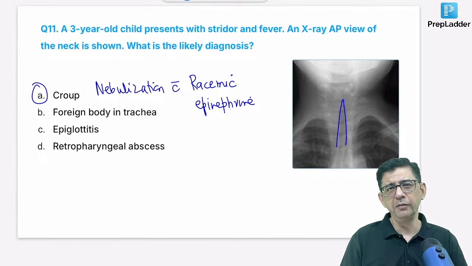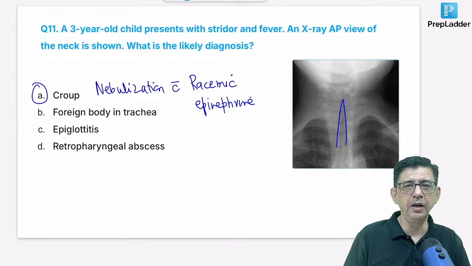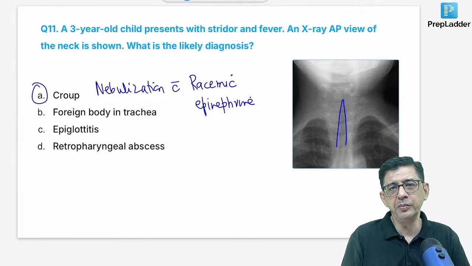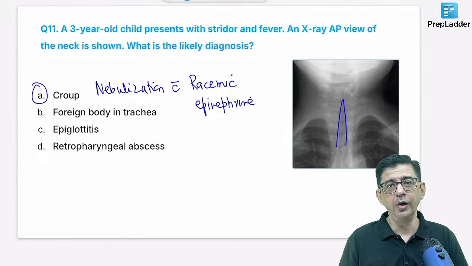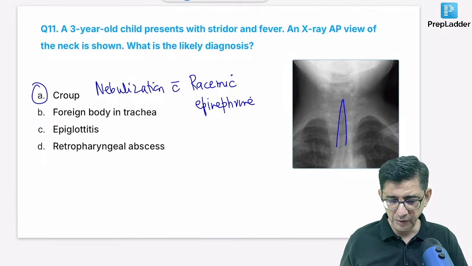The technical word, instead of saying adrenaline, we'll just refrain from saying that and we'll say the word racemic epinephrine. So, an easy one here.